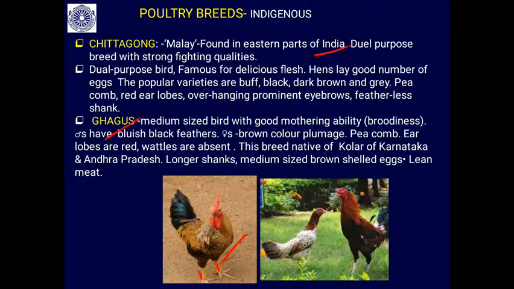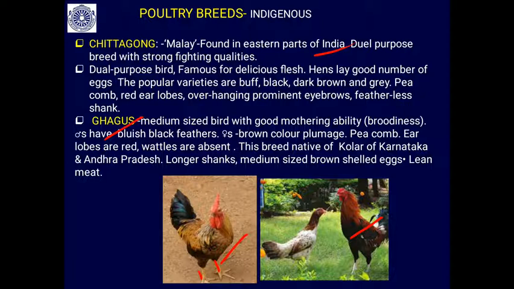Then another pure breed is the Gagas, a Desi or indigenous breed. These are medium sized birds with good mothering ability, brooding. That's why it is used as a brooder for rearing other birds also. This is what is called good broodiness, mothering ability or brooding. Males have bluish black feathers, females have brown plumage. It has a pea-comb. Earlobes are red, wattles are absent.